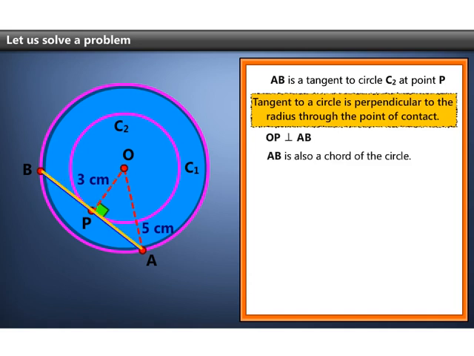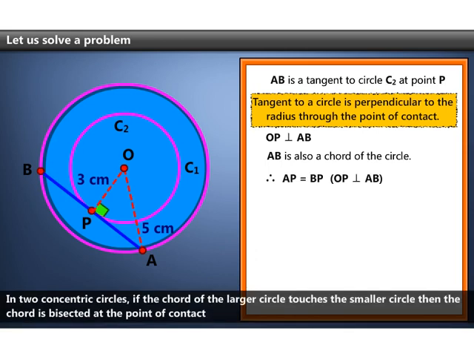AB is also a chord of the circle, but perpendicular from the center of the circle bisects the chord. Therefore, AP is equal to BP. In two concentric circles, if the chord of the larger circle touches the smaller circle, then the chord is bisected at the point of contact.